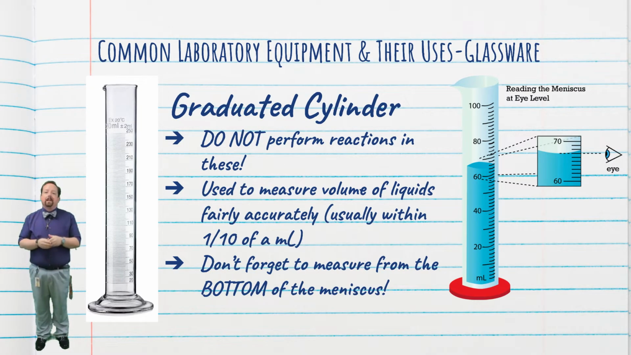This is a graduated cylinder, and the most often used piece of volumetric glassware that we'll use. They are great at measuring volumes, but you never want to perform a reaction inside of one. They can usually measure up to 1/10 of a milliliter.